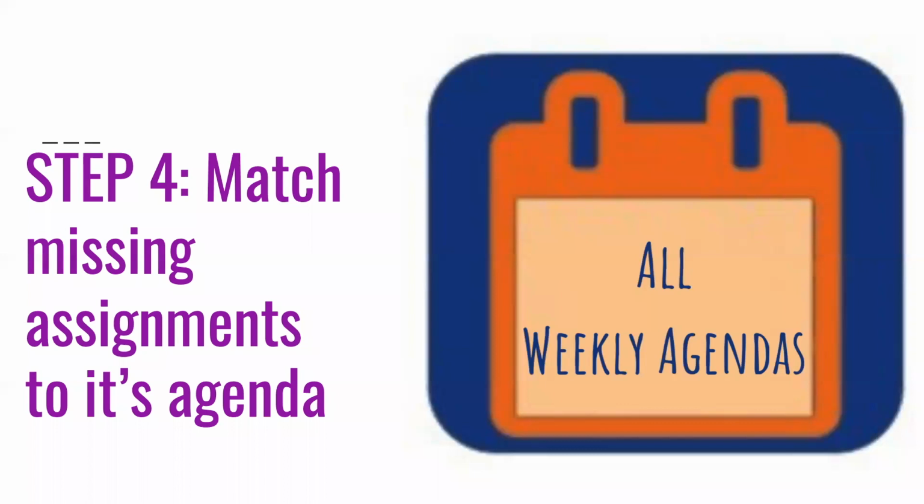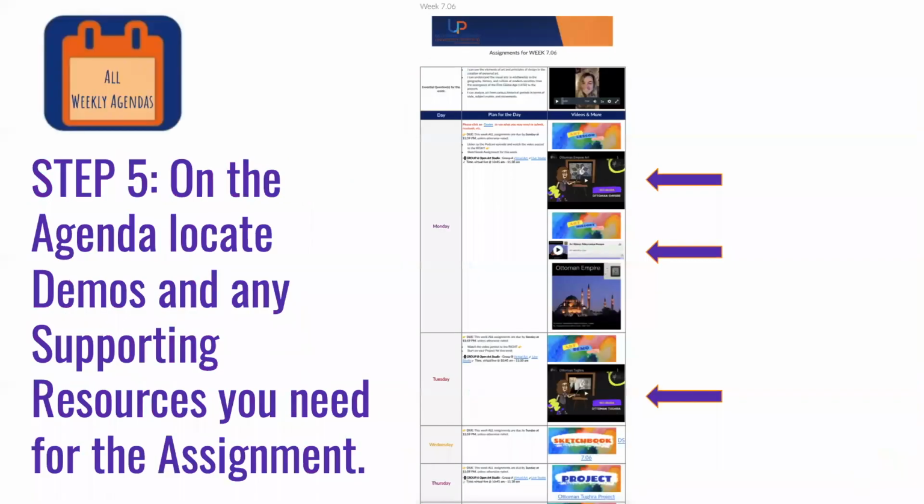And then you also had DS 8.04, and that was due September 30th. Well, then it's from week 8.04. So then you can go in, you can look at that weekly agenda, and you can get all of the things that help support that. So we're going to look at that next.